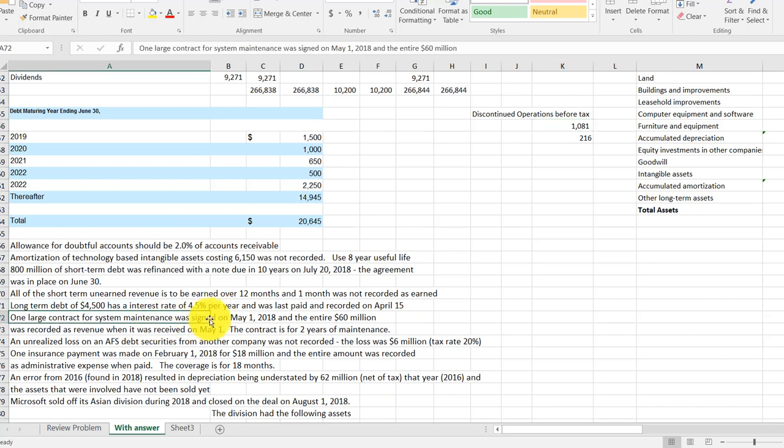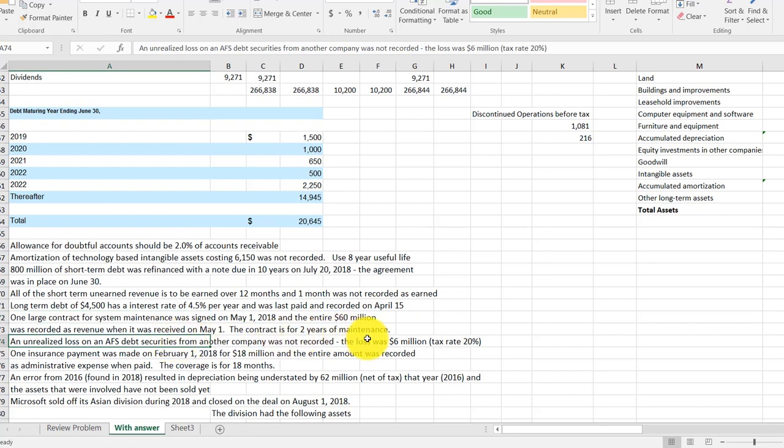Contract for maintenance on May 1st, the entire million was recorded as revenue. But clearly it hasn't all been earned. So we have a situation where we recorded 60 million that really is unearned. And so we need to say, all right, May and June have been earned. We can leave that alone, 2 months worth. But the other 22 months needs to be debited to revenue and credited to unearned revenue.